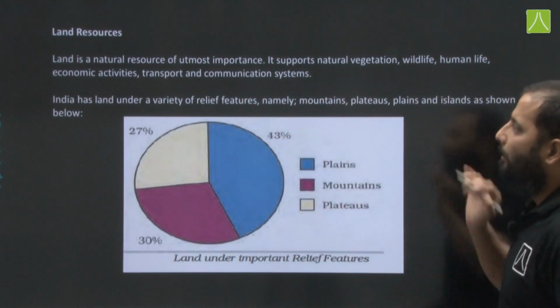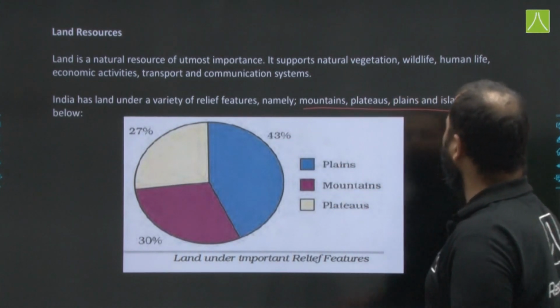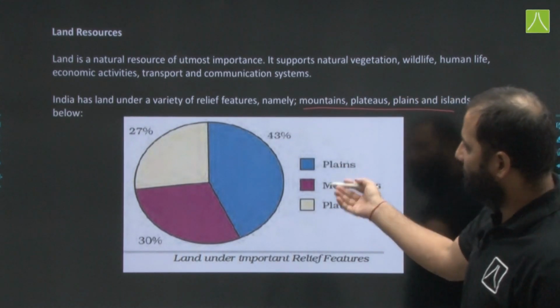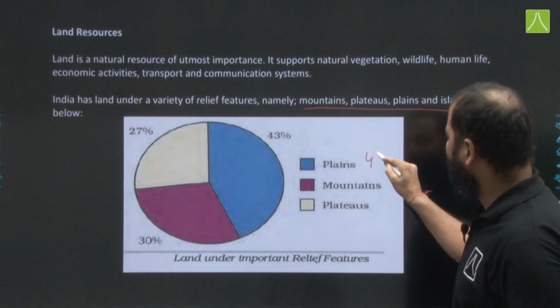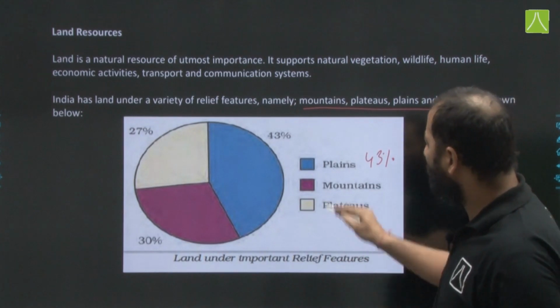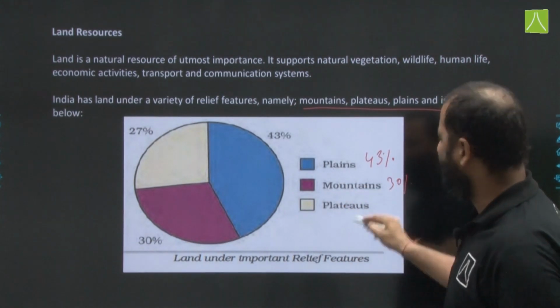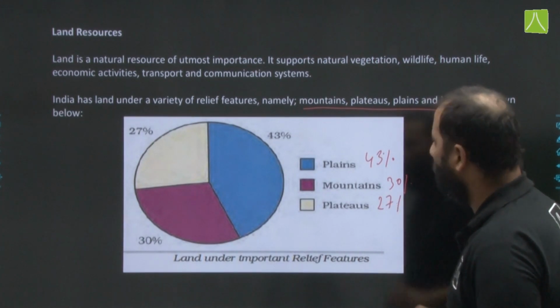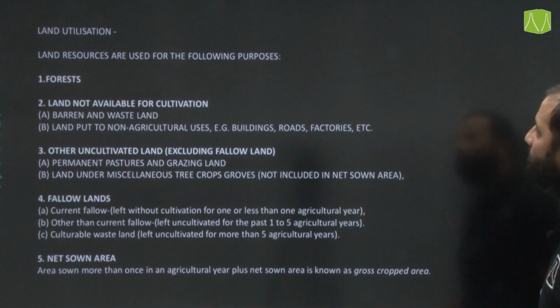Now, India has a variety of relief features, namely mountains, plateaus, plains and islands. This is the graph which has been shown: plains are 43%, mountains 30% and plateaus 27%. So, land under important relief features.